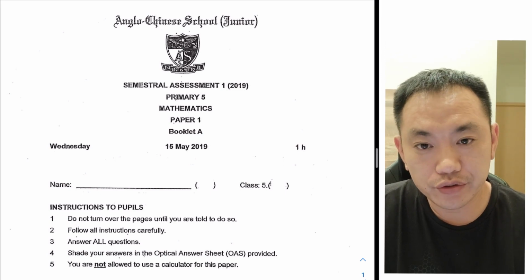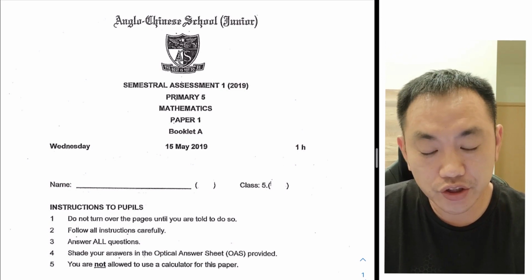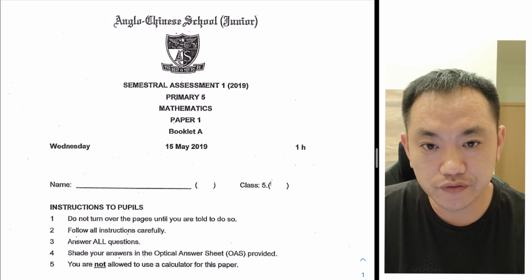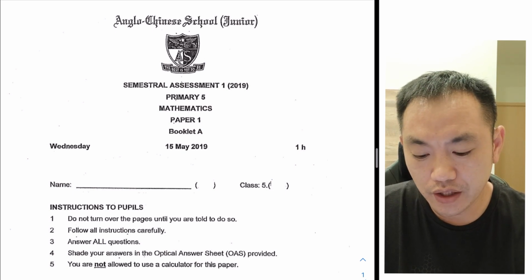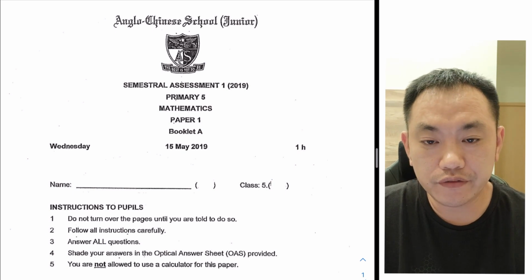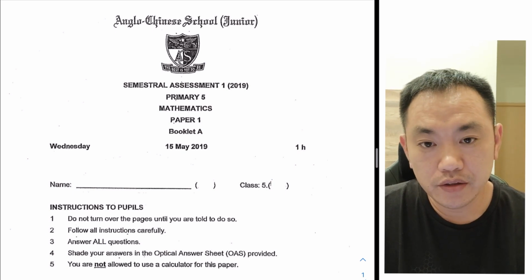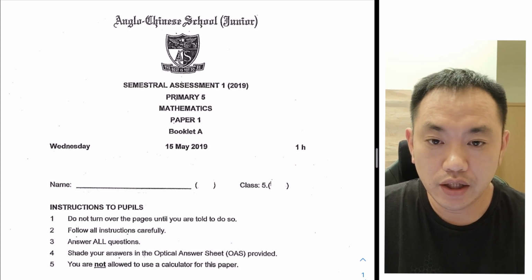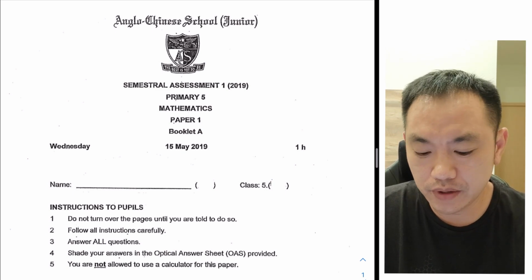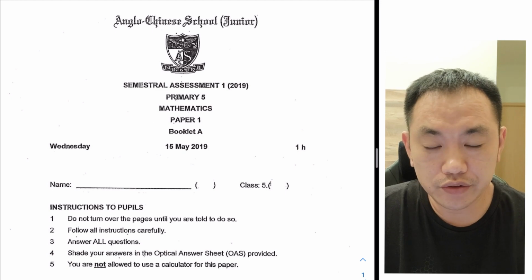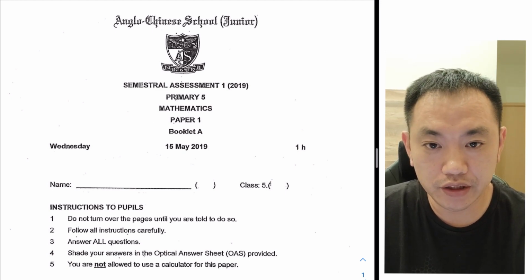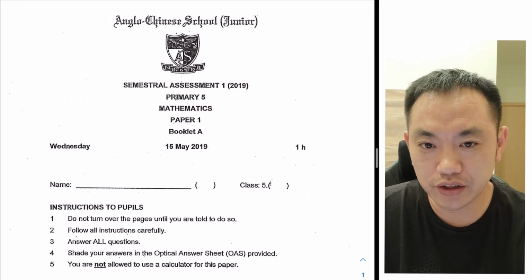Today we will be going through the paper from Anglo-Chinese primary school. Today the paper we're gonna do is from primary 5. This is the exam from their first semester. Before we start, I would suggest you download the paper. I'll put a link at the bottom. Try to do it by yourself, and then we can go through the paper together one by one, and I will show you how to get 100%.